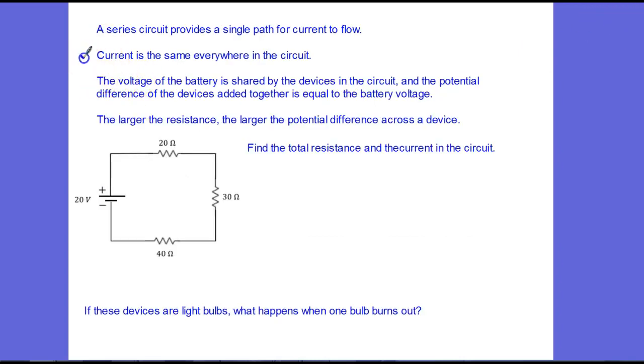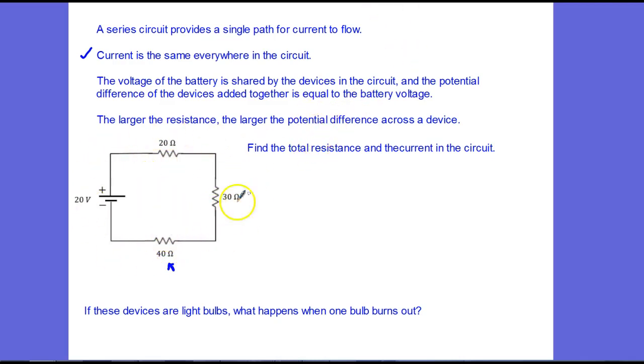In a series circuit, the current is the same everywhere in the circuit because there's only one path. Voltage of the battery is shared by the devices, and the potential difference of the devices added together equals the battery voltage. The bigger resistance, the larger the potential difference. So in this circuit, the 40 ohm resistor uses more energy than the 30 or the 20, and so the potential difference across it would be bigger than for either of the others.